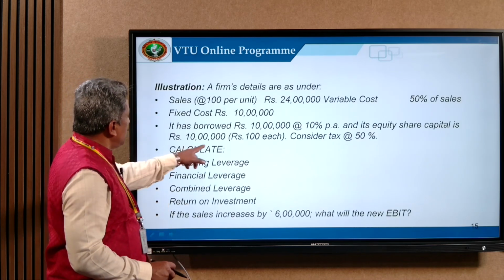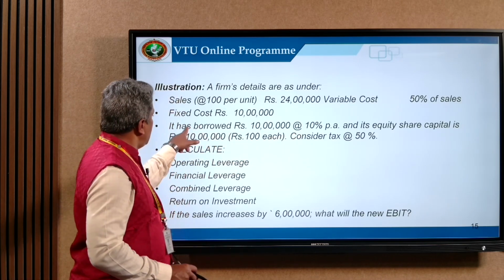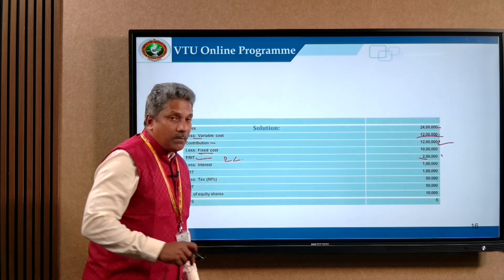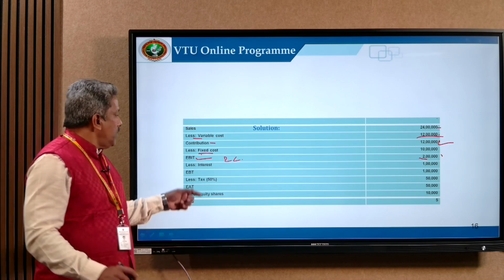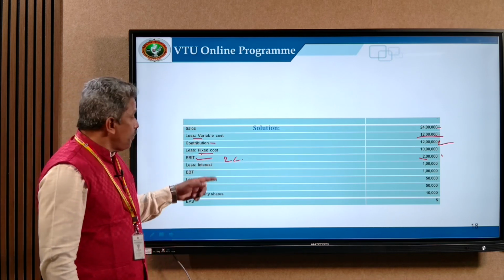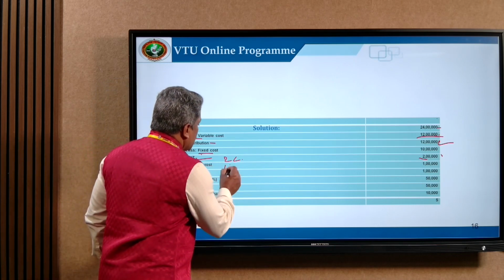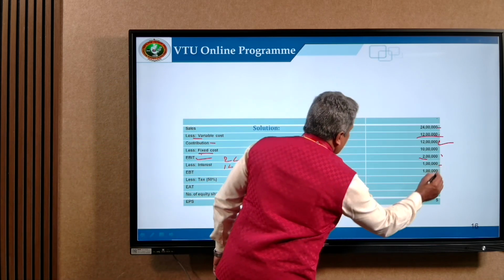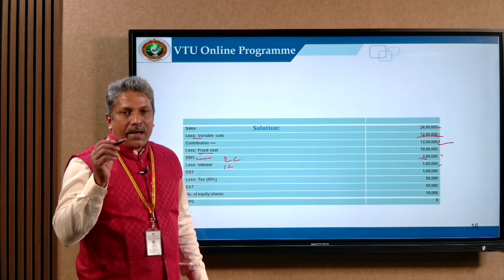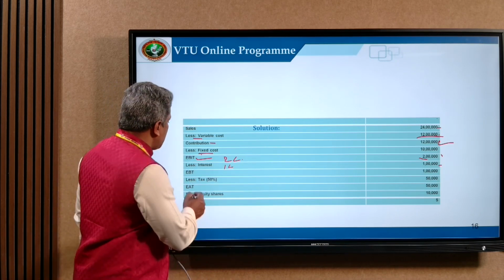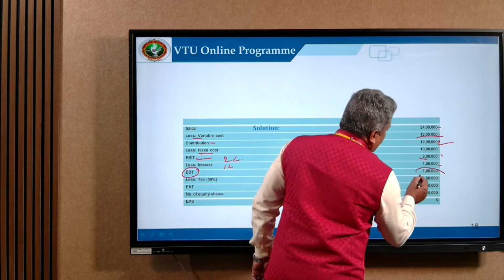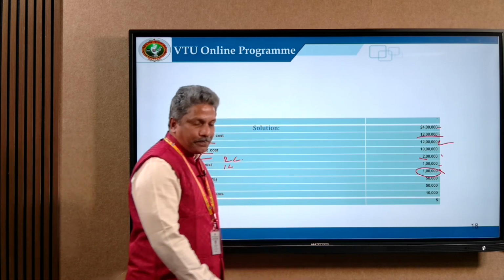Borrowed funds, it is mentioned that it has borrowed funds of 10 lakhs rupees at the rate of 10% per annum. So, interest is 10% of 10 lakhs, that is 1 lakh rupees interest. So, 1 lakh rupees interest is deducted from earnings before interest and tax. From EBIT, when we deduct interest we get EBT, earnings before tax. So, we got earnings before tax as 1 lakh.